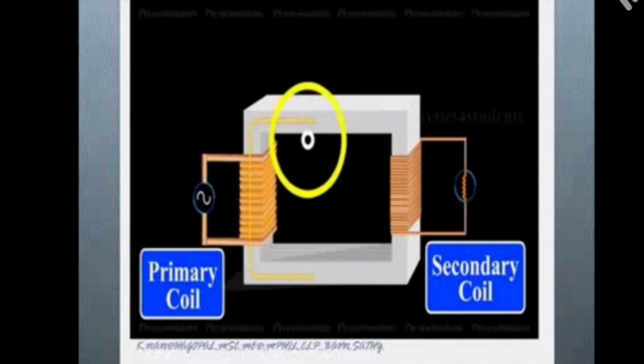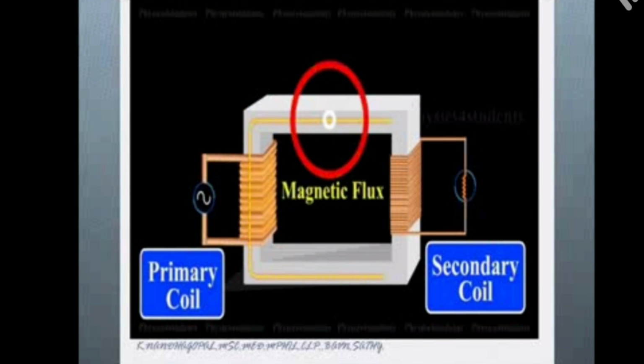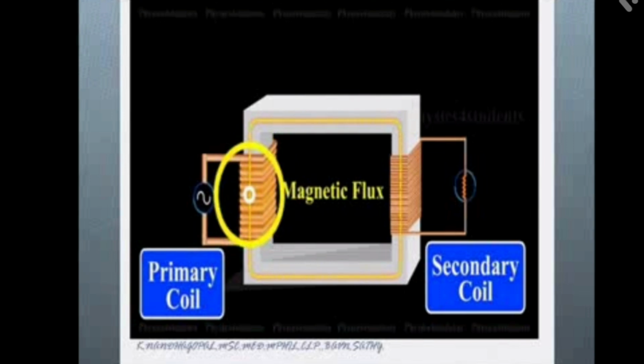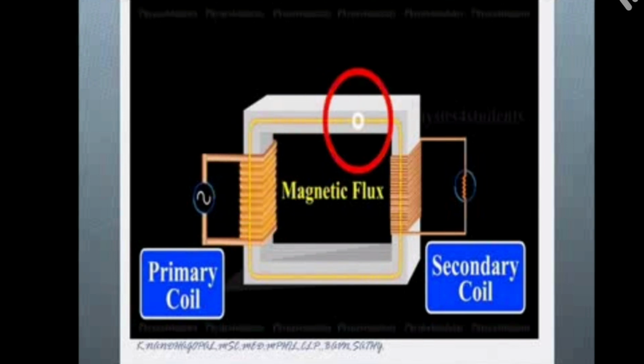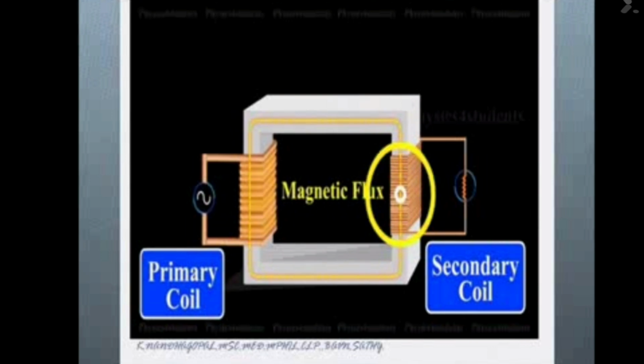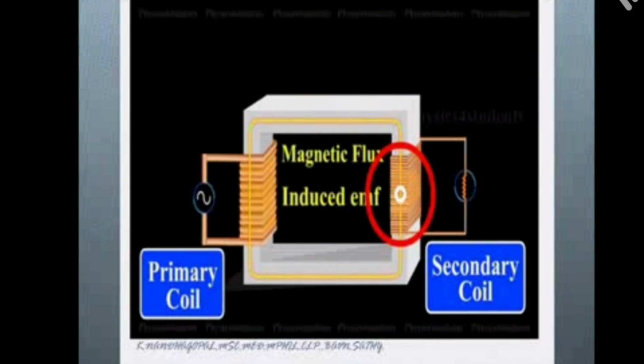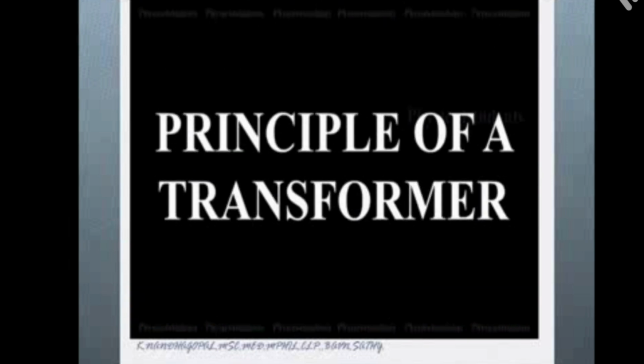So current is given to the primary coil. It will produce the magnetic flux. That magnetic flux is cut by the secondary coil. So when the magnetic flux is cut by the secondary coil, EMF is induced. The induced EMF produces the current in the secondary coil.